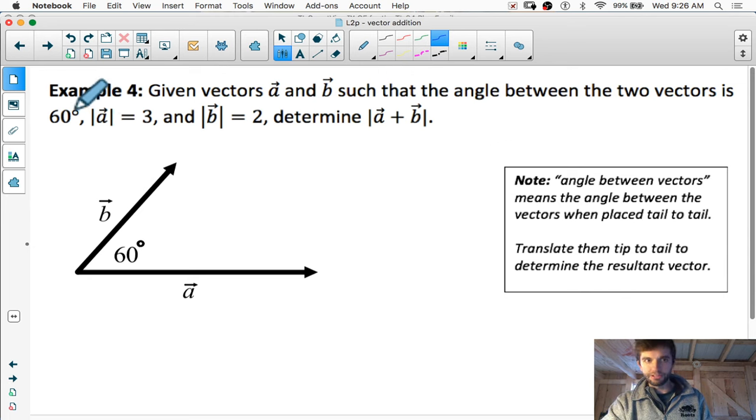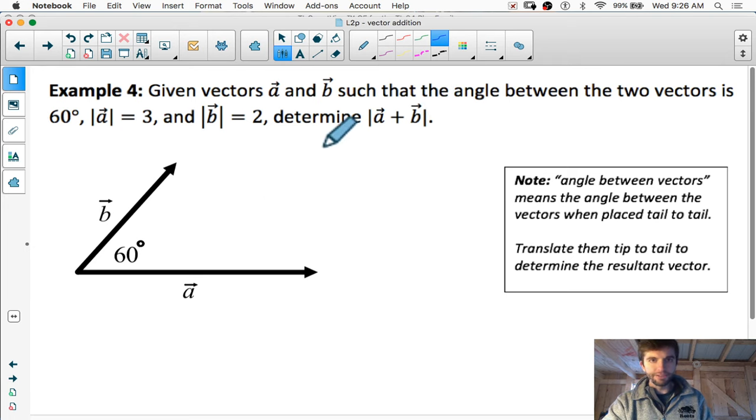So the angle between them is 60, and these absolute value signs mean magnitude. So it just means the length of vector A is 3, and the length of vector B is 2. The question asks us to find just the magnitude of the vector A plus B. It doesn't ask us to find the direction of A plus B, it just wants to know what's the magnitude of A plus B. And that's what those absolute value symbols mean. They mean the magnitude of it.